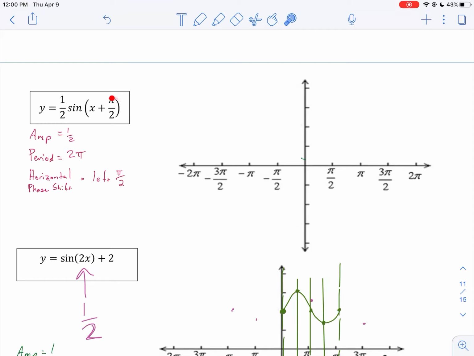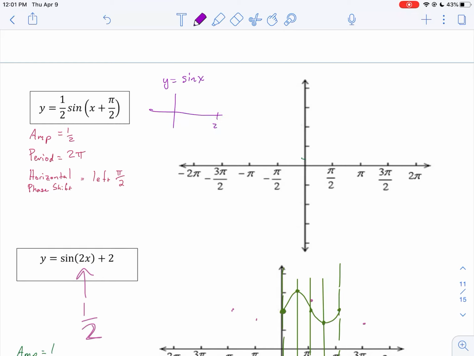As we've talked about in the previous video, you can see the amplitude is 1/2. The horizontal phase shift is going to be left pi over 2. And the period, since there's no b here, b is 1, the period is just 2 pi. Now, with so much going on, I find it most useful to think about one piece at a time.